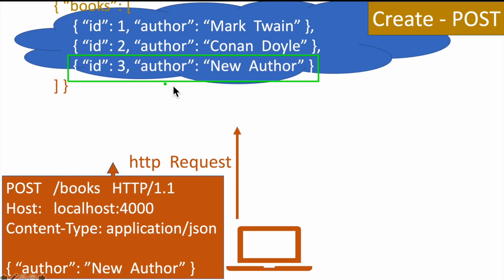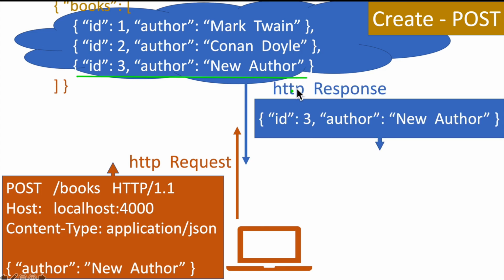As you can see, we have a new book entry over here, and the author is "new author", which is what we specified in the message body. So once this record gets created, it will mean that the processing is done on the API side, and it will send back an HTTP response with the new record. So the HTTP response will consist of this newly created record over here, which is what I have listed over here.